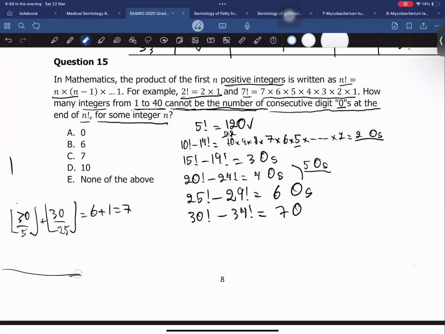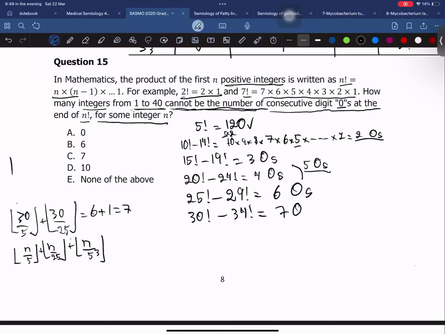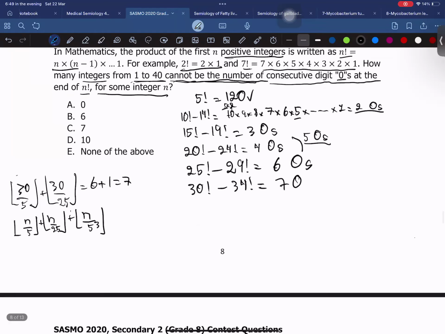In order to find the number of 5s, we need to use the floor function: n over 5 plus n over 25, and so on. This is the formula. If you get something like 24 factorial, you can just divide and use the formula that I gave you. Basically, in SASMO, it always exists like that. Okay, so 35 until 39 means 8 zeros.